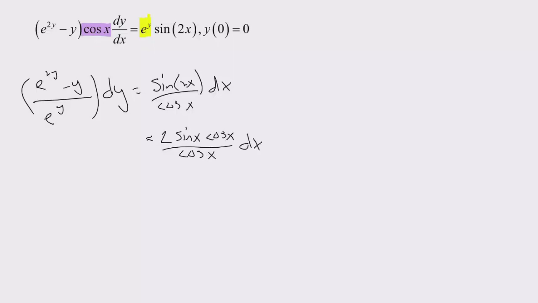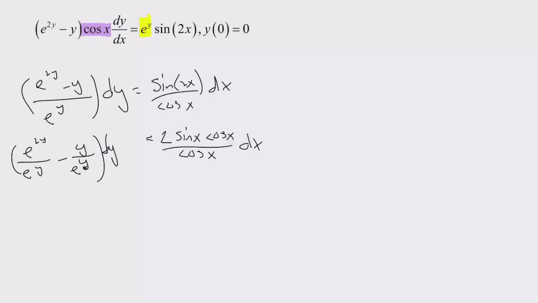And additionally, I see the e terms that can simplify as well. So I can take e to the 2y over e to the y minus y over e to the y. Still put that in terms of dy.